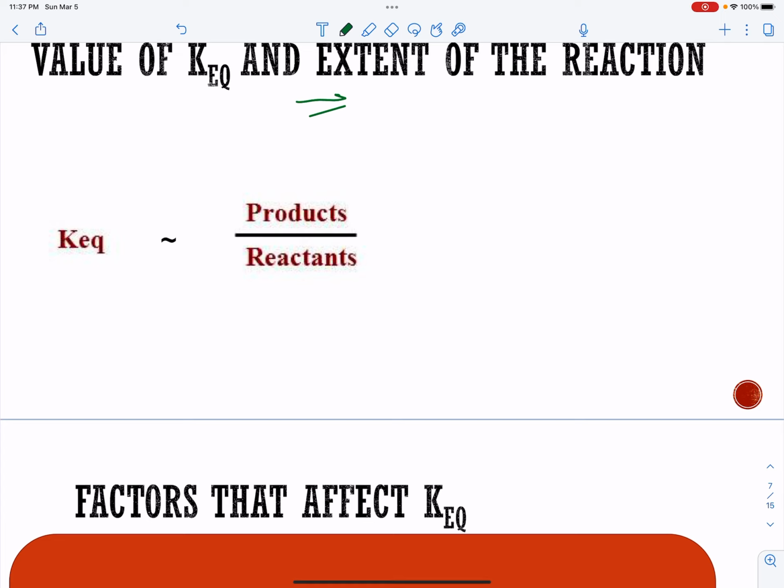So the value of KEQ can tell us a little bit about the extent of the reaction as well. If we have a very large KEQ, for example, that means that the reaction favors the formation of the products. So I'm just going to put a couple notes in here about what the value of KEQ tells us. If KEQ is very large, now, if you look at that fraction, that means we have to have a lot of products and not a lot of reactants. This means the reaction favors the formation of the products.